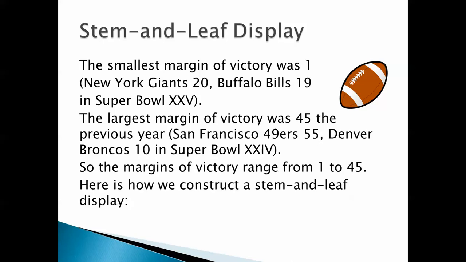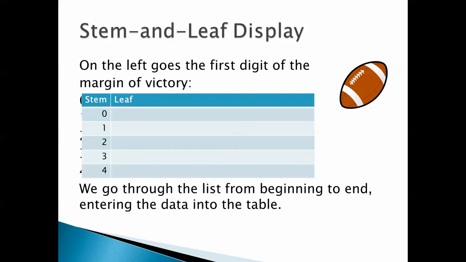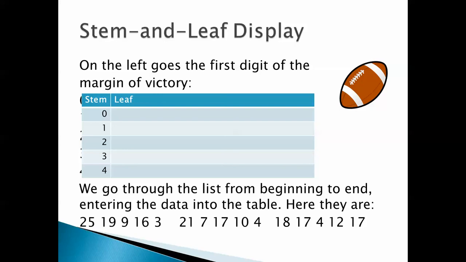Here's how we construct a stem and leaf display. On the left goes the first digit of the margin of victory: 0, 1, 2, 3, 4. That's why we needed to know the min and the max for the margin of victory. We go through the list from beginning to end, entering the data into the table. So here's the beginning of the data, at least the first few pieces of data.